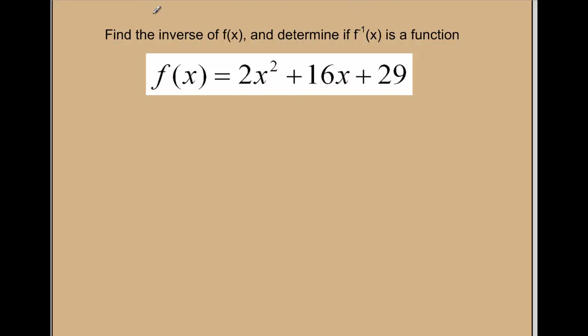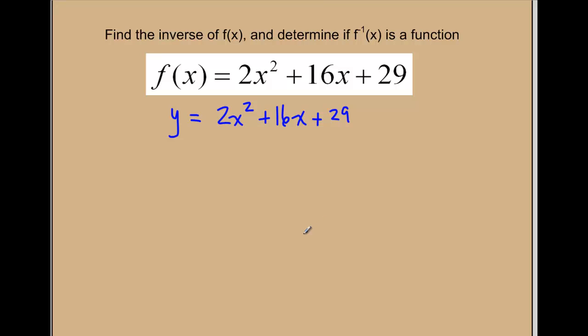Let's see. So step 1, I want to again change from f of x to y equals. So let's write this as y equals 2x squared plus 16x plus 29. And now I want to change.